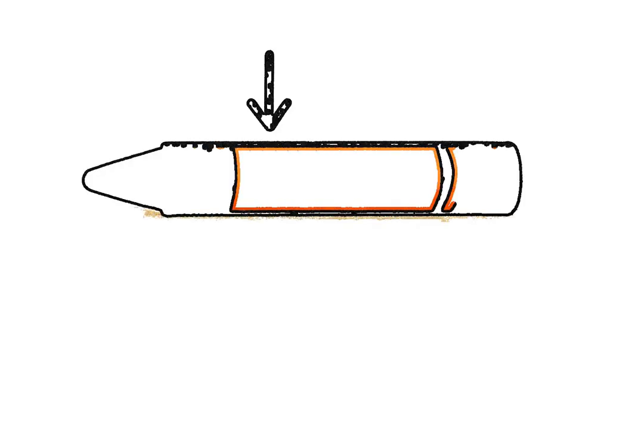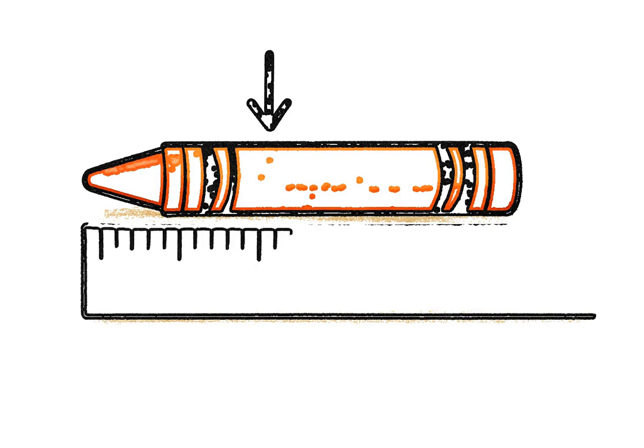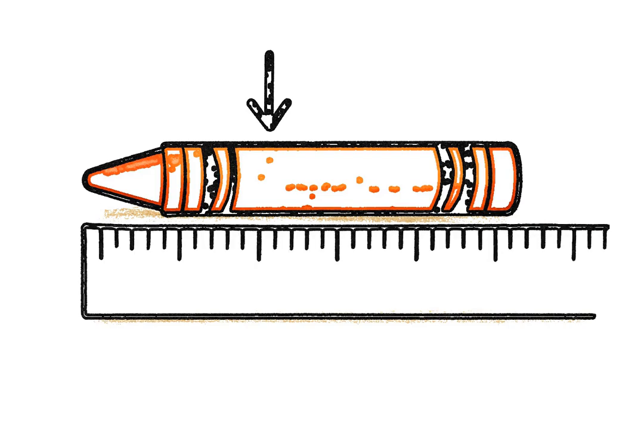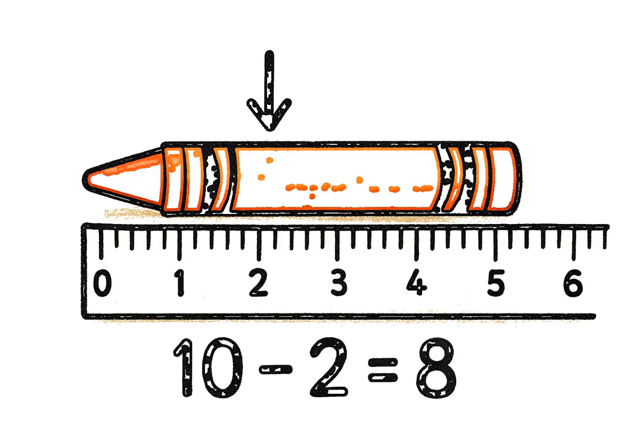Think about this. If you line up a crayon starting at the 2 on the ruler and it ends at the 10, is it 10 centimeters long? Nope, you missed the first 2 centimeters. You have to find the difference. 10 minus 2 equals 8. The crayon is actually 8 centimeters long. That's why we always try to start at 0.